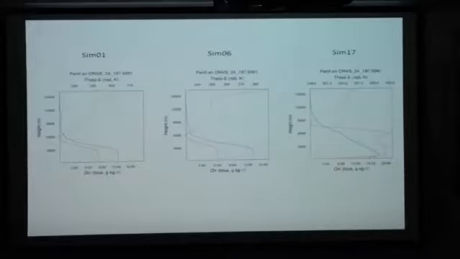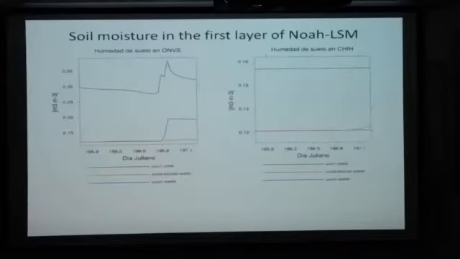The next thing that we did was looking at the first layer of the surface, and we saw that ERA-Interim is the black one, NAR with base case is the blue line, and NAR with MODIS is the red line. So we can see that ERA-Interim in general is a lot more moist than the NAR. So maybe that's one probable reason why we are getting a lot of water in the atmosphere.